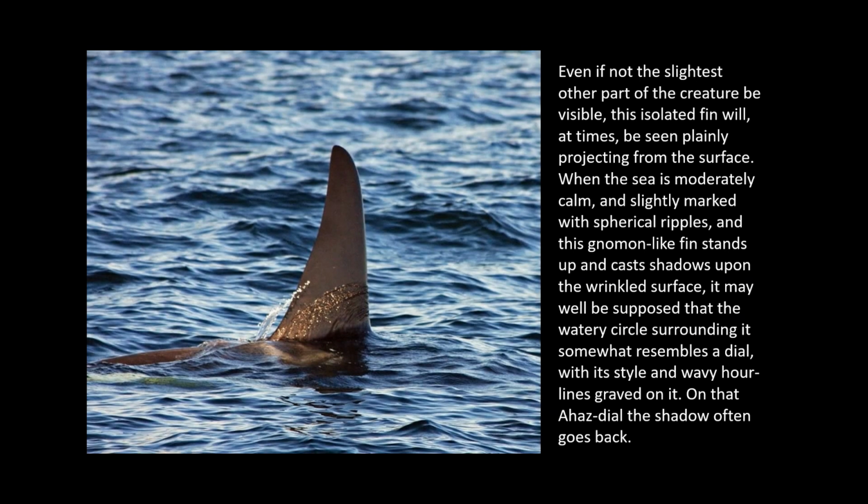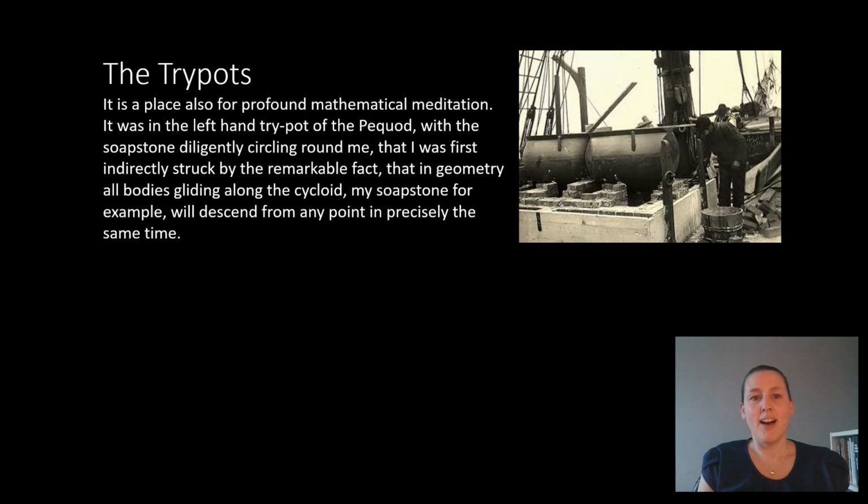One lovely metaphor is he sees a whale. So this is an orca, but I think he was talking about a sperm whale in the book. And he talks about the fin of the whale, this isolated fin, like a gnomon on a sundial, casting shadows. "It may very well be supposed that the watery circle surrounding it somewhat resembles a dial with its style and wavy outlines graved on it." So this is a really nice little metaphor about the gnomon of a sundial looking like a whale's fin.